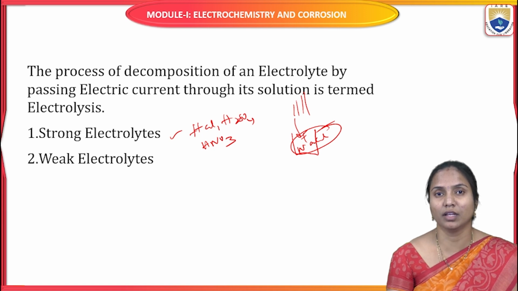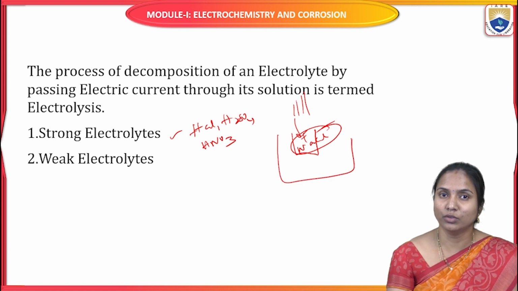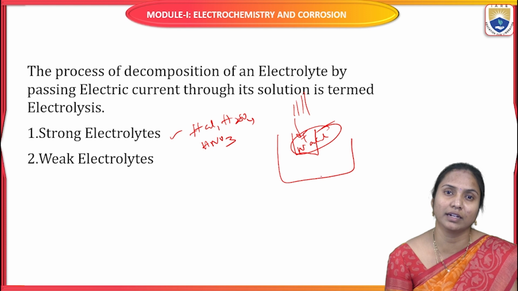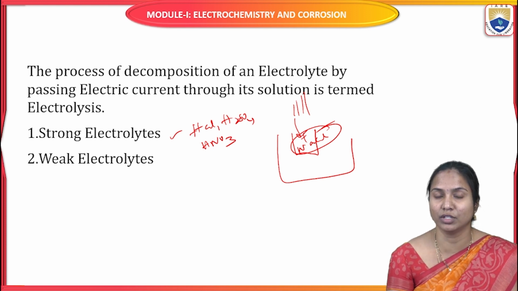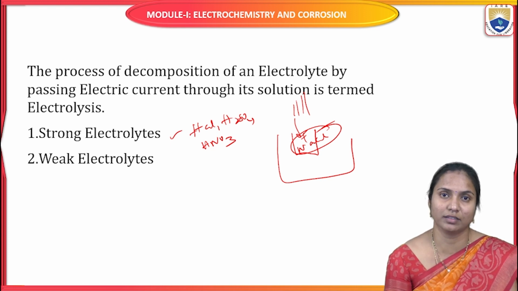When we use these electrolytes, we pass electricity through the electrolyte solution, and during this process the electrolytes are decomposed. For example, we take NaCl solution in this beaker. When we pass electricity through this NaCl solution, NaCl is decomposed into Na+ and Cl- ions. This process is called electrolysis.